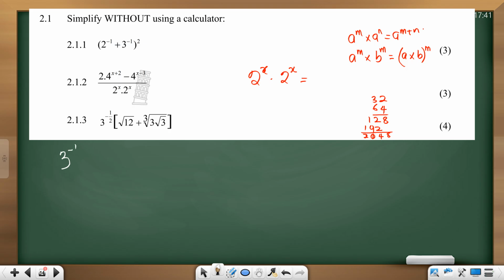3 to the power negative half root of 12 plus, this is nice, root of 3. How do we change this? Let's take it step by step. I'm going to leave the one outside. Please write nicely as well.